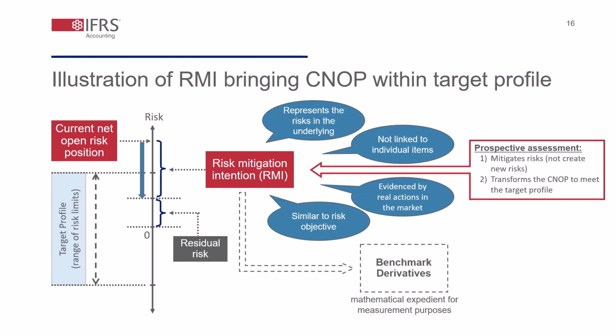To ensure the robustness of the DRM model and to maintain the discipline in accounting, the risk mitigation intention needs to satisfy the prospective assessments, which means, firstly, at the time of designation, that is the start of the assessment period, the risk mitigation intention cannot create new risks in addition to the current net open risk position.